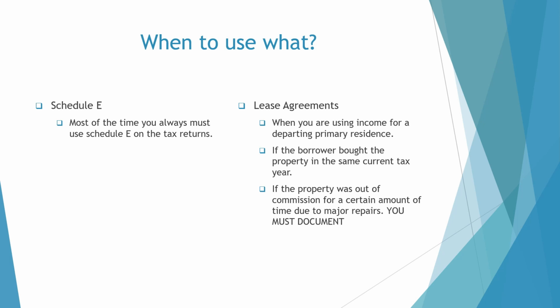If the property was out of commission for a certain amount of time due to major repairs, then you can also use the lease agreement, but you will need to document all the repairs and collect all the paid invoices. Remember, most of the time, you will have to use the Schedule E. If the borrower did not file the Schedule E and they were supposed to, you cannot use the income.